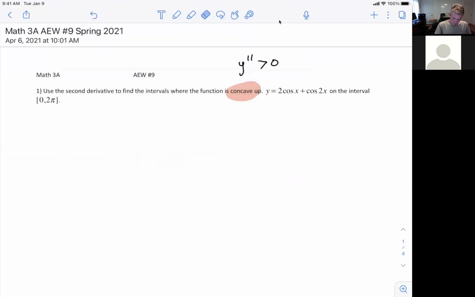Okay, so for the first derivative, the derivative of 2 cosine is going to be negative 2 sine of x. And then for this one, the derivative of cosine of 2x is negative sine of 2x. And then by the chain rule, you need to take the derivative of 2x, so that's a 2. And I'll just put the 2 in front.